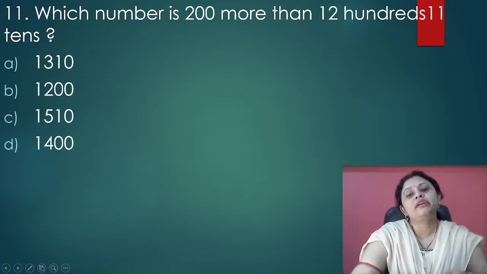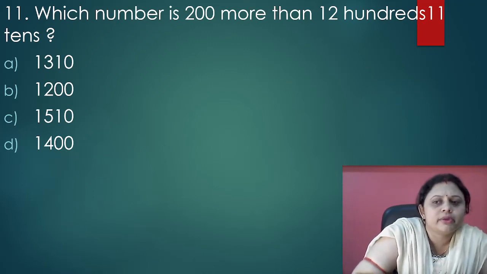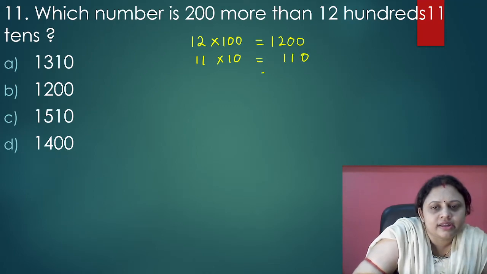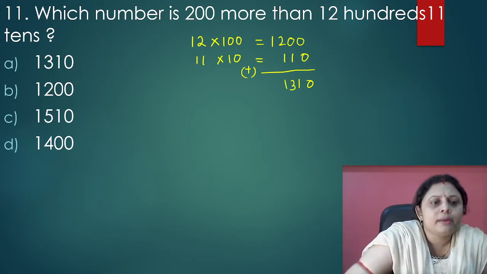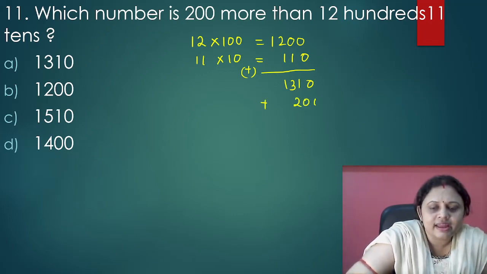Which number is 200 more than 12 hundreds, 11 tens? 12 hundreds means 12 into 100, that is equal to 1200, and 11 tens means 11 into 10, that is 110. So if we add it, we will get 1310. But we don't just have to find this number, we have to find the number which is 200 more than this. So we can again add 200.